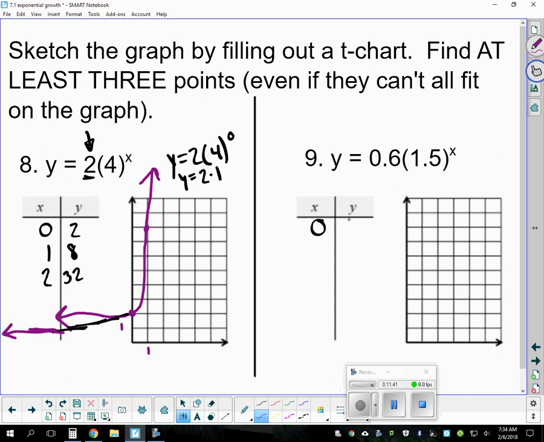Okay, so your initial value is 0.6, which you can pull right out of the equation.